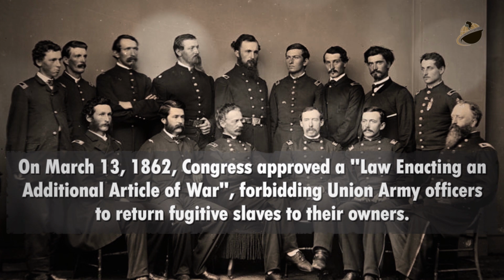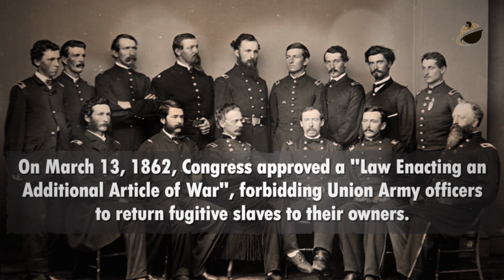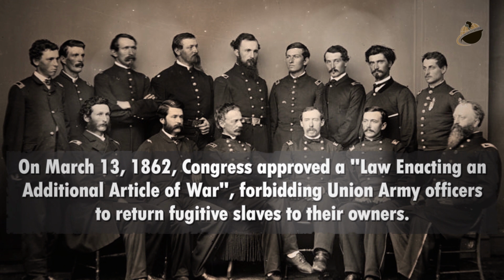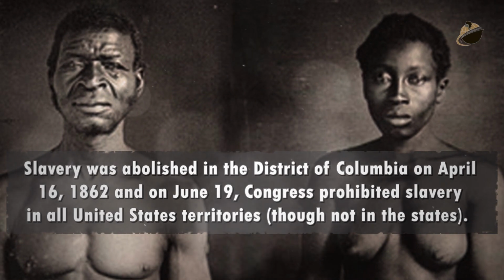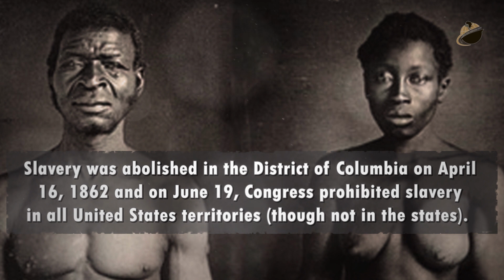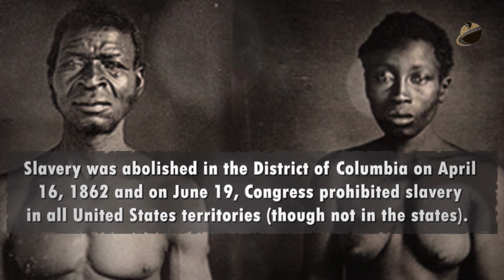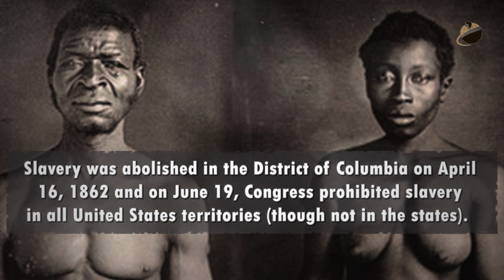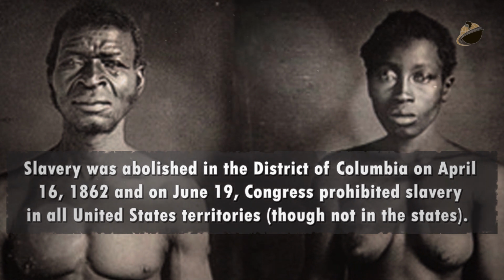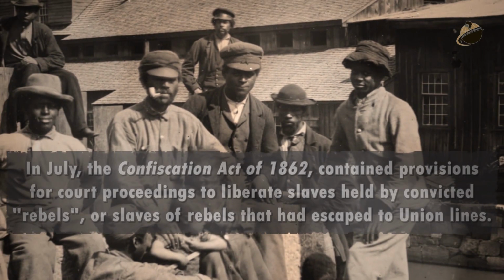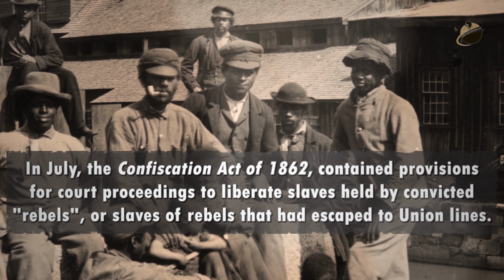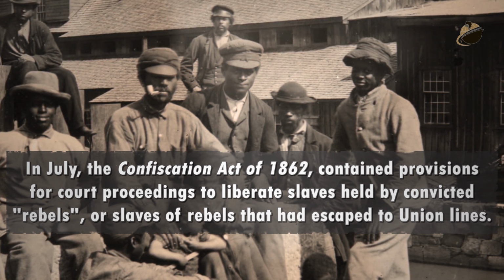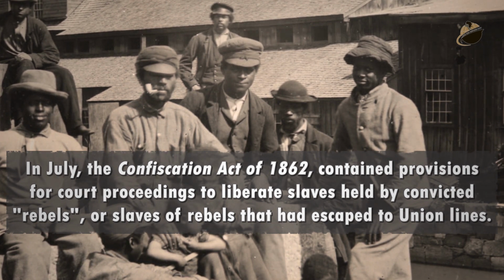On March 13, 1862, Congress approved a law enacting an additional article of war, forbidding Union Army officers to return fugitive slaves to their owners. Slavery was abolished in the District of Columbia on April 16, 1862, and on June 19, Congress prohibited slavery in all United States territories, though not in the states. In July, the Confiscation Act of 1862 contained provisions for court proceedings to liberate slaves held by convicted rebels, or slaves of rebels that had escaped to Union lines.